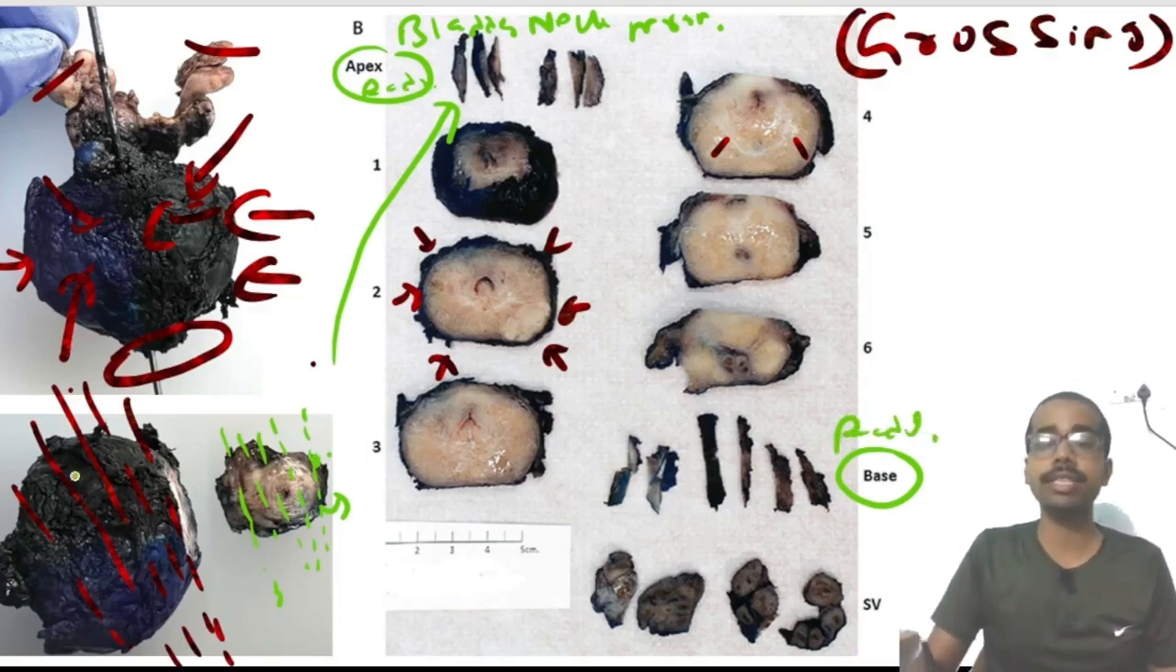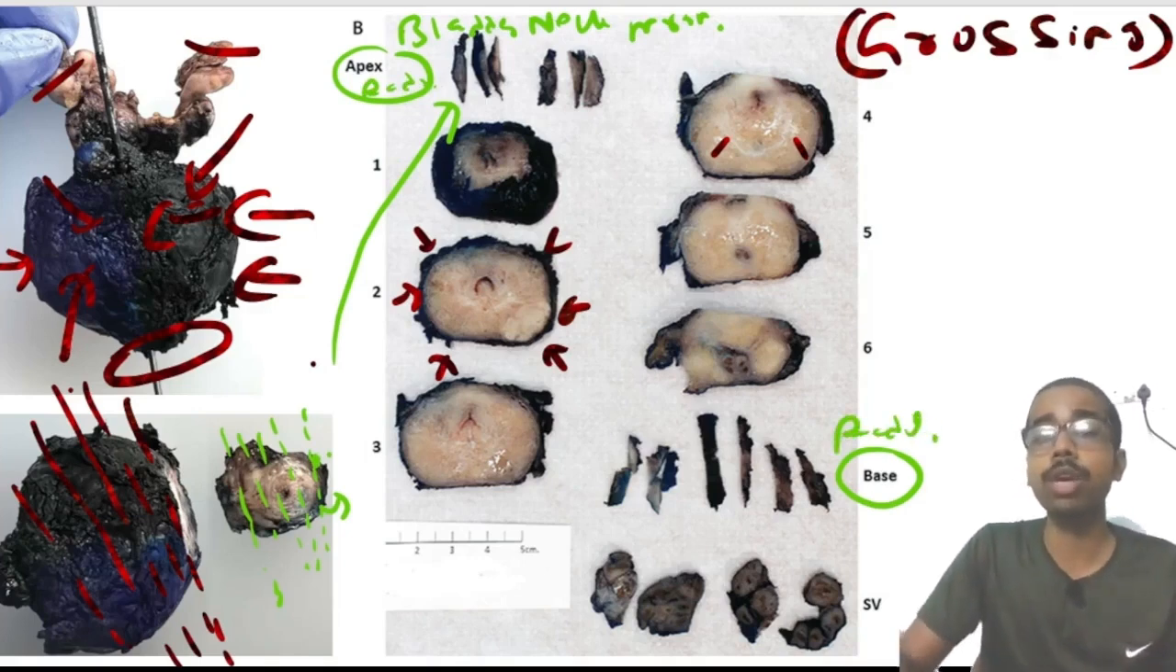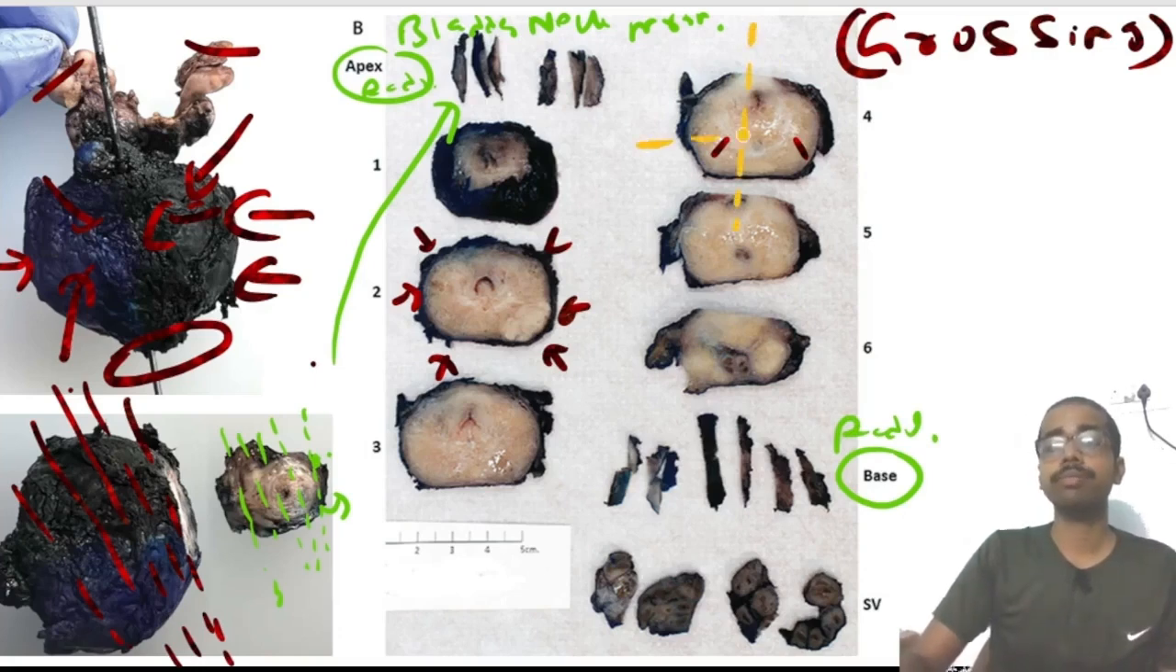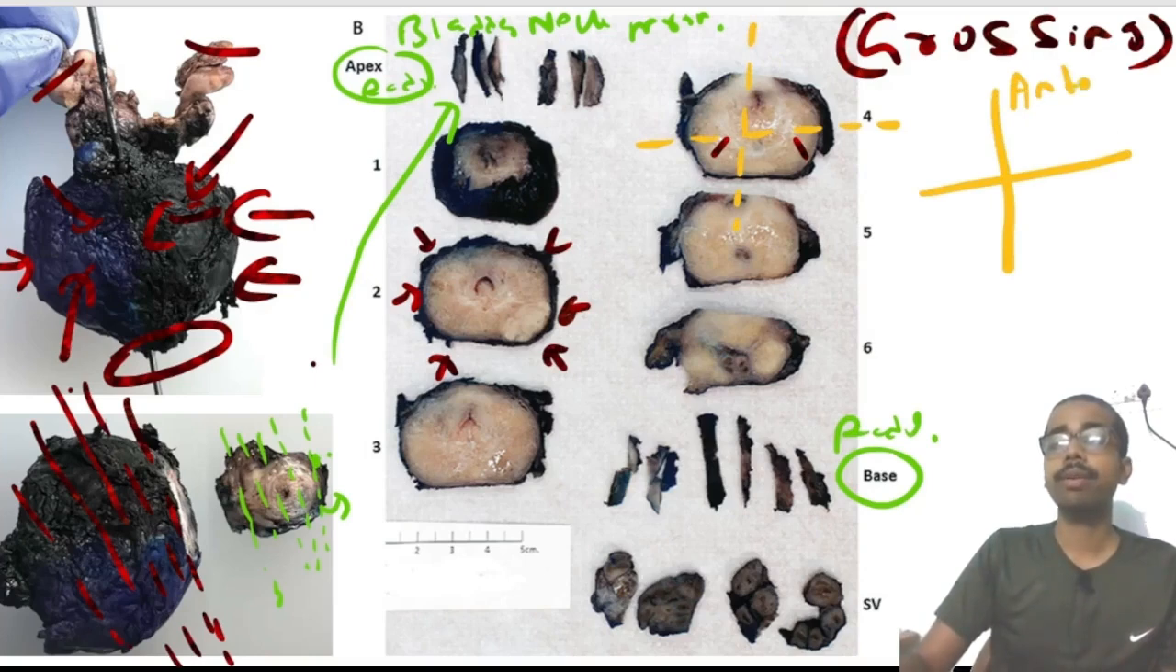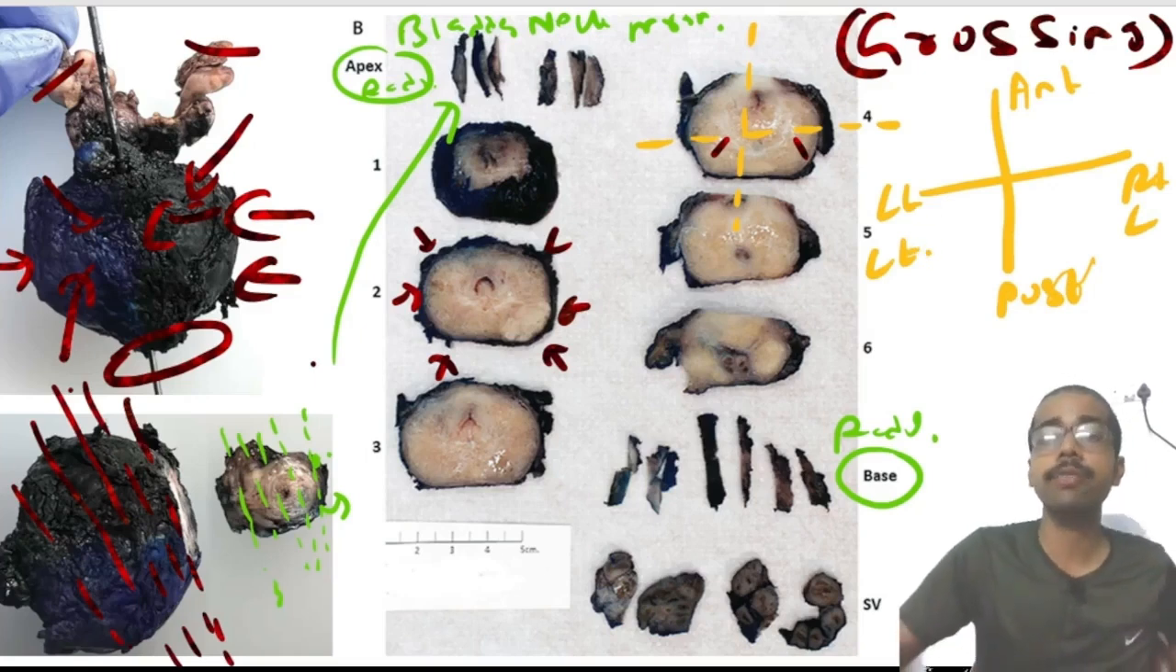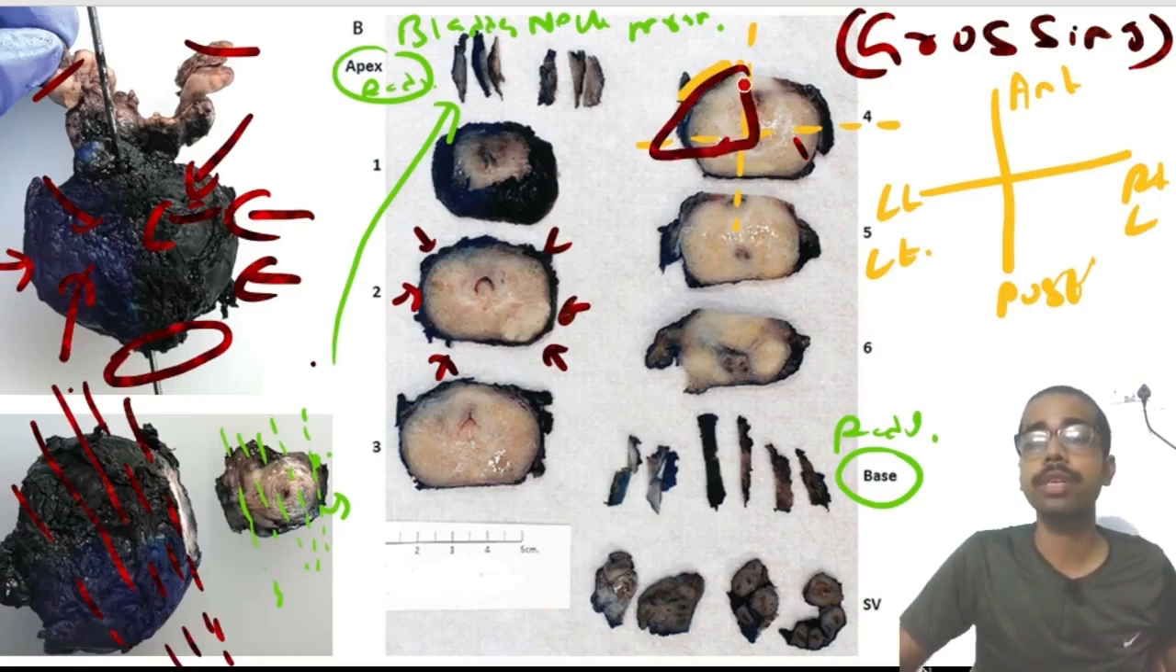Rest all, you just give a slice and you have to level it. I hope you know how to level it. Many don't know how to level it. Leveling will be like this. Say, I'm drawing it: anterior, posterior, right lateral, left lateral. Clear? Now, if you are putting a cassette, say this area, you level it.